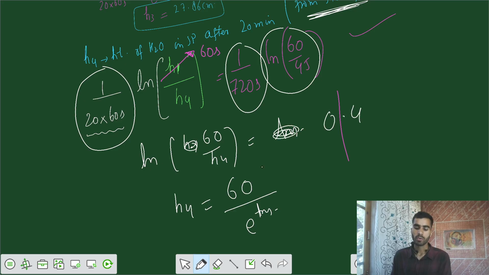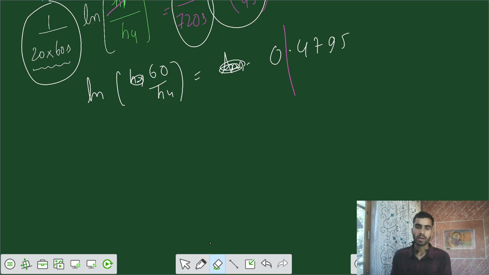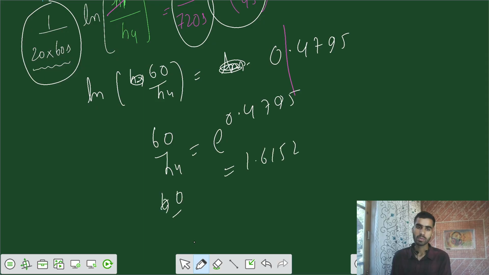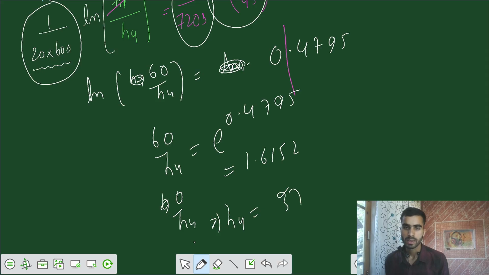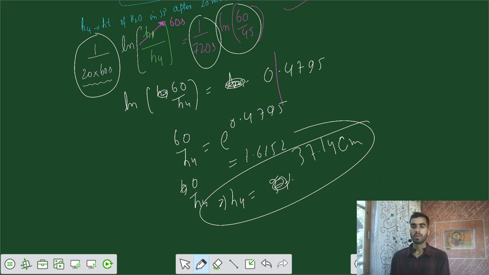We got this value of 0.4795, and after that we can write it in this way. Now we would say 60 by h4 is equal to e to the power 0.4795. So e to the power of this answer is 1.6152. So we can get h4 equal to 60 by that answer, 37.14 centimeters. This is the solution for that part.